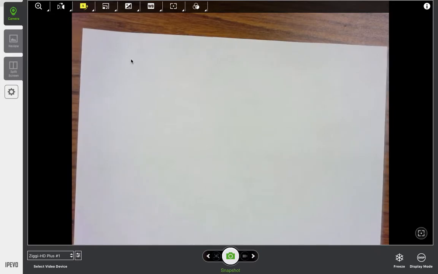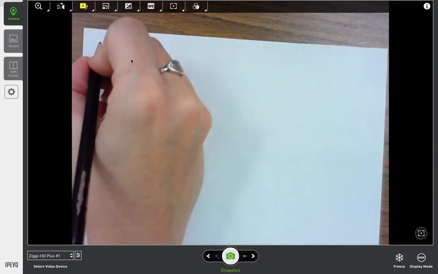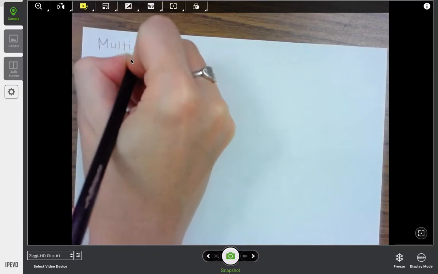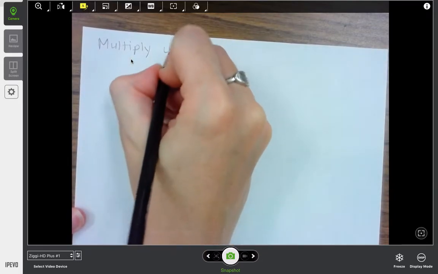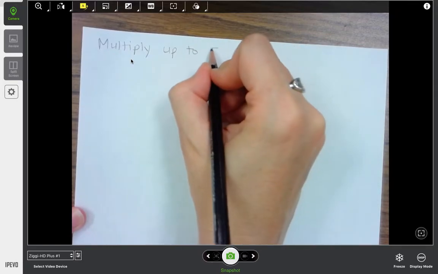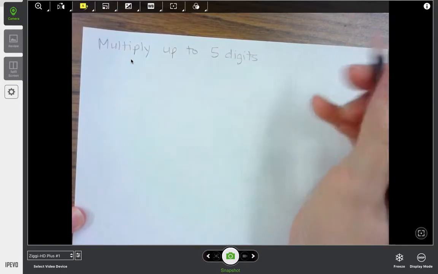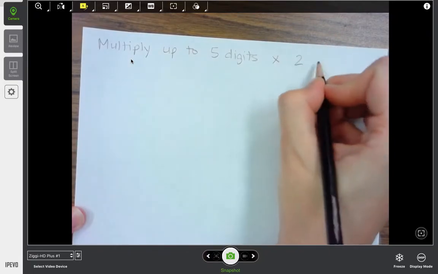Okay, guys, today I want to show you and make sure that you understand how to multiply up to a 5-digit number. So multiply up to 5 digits by 2 digits.